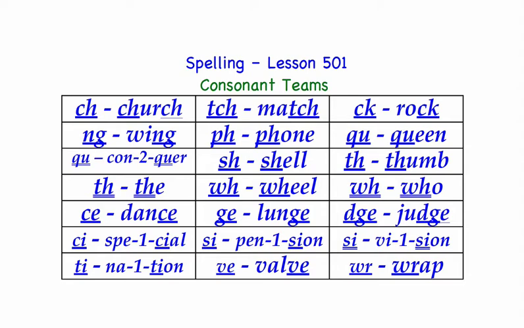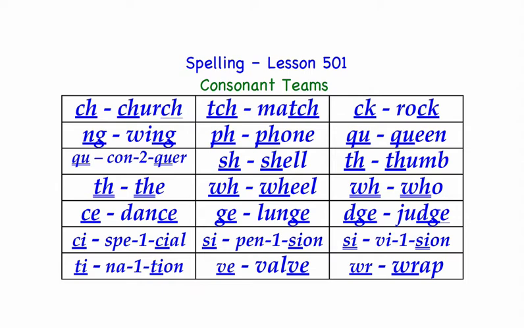CH and TCH both make the sound ch. TCH must have a short vowel directly in front of it. CK represents the sound k. CK must have a short vowel sound directly in front of it. NG represents the sound ng. NG must have a short vowel directly in front of it. PH represents the F sound f.